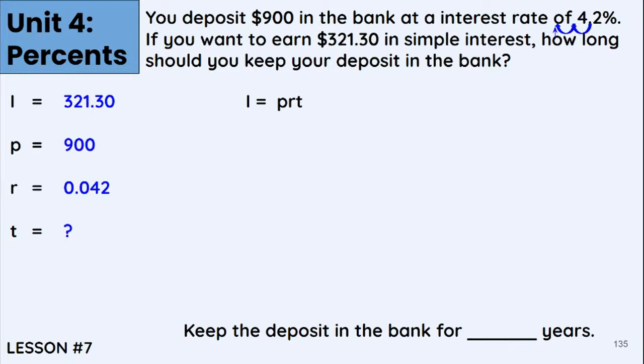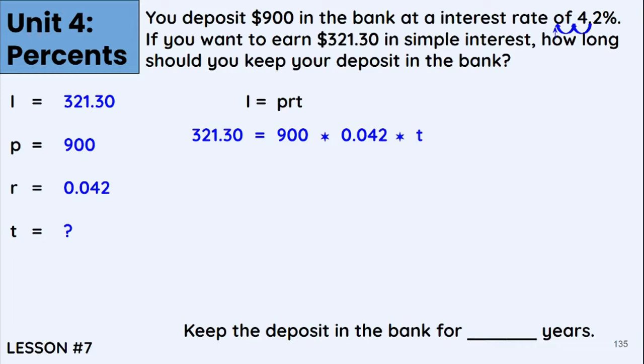All right, let's start plugging things into our equation, I equals PRT. So first we can plug in the simple interest, $321.30 equals. We can plug in the principal, which is $900. We can plug in the rate, 0.042. But we can't plug in the time, so I'm going to leave that as a variable.